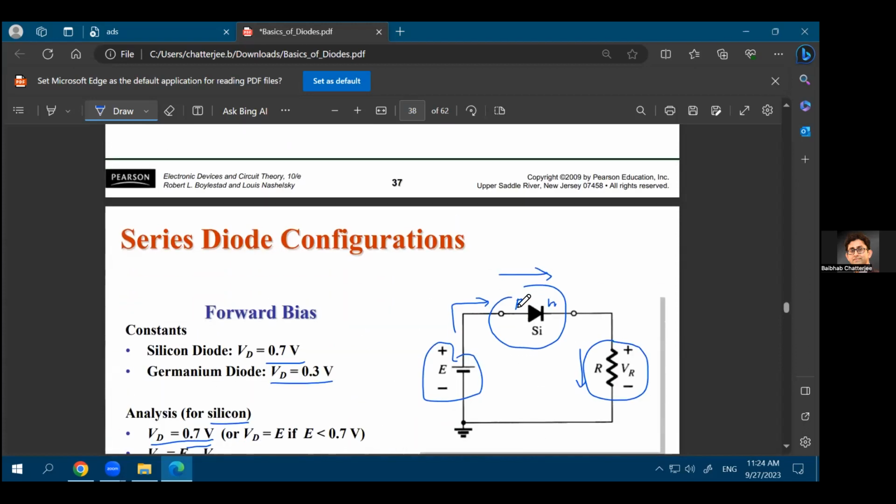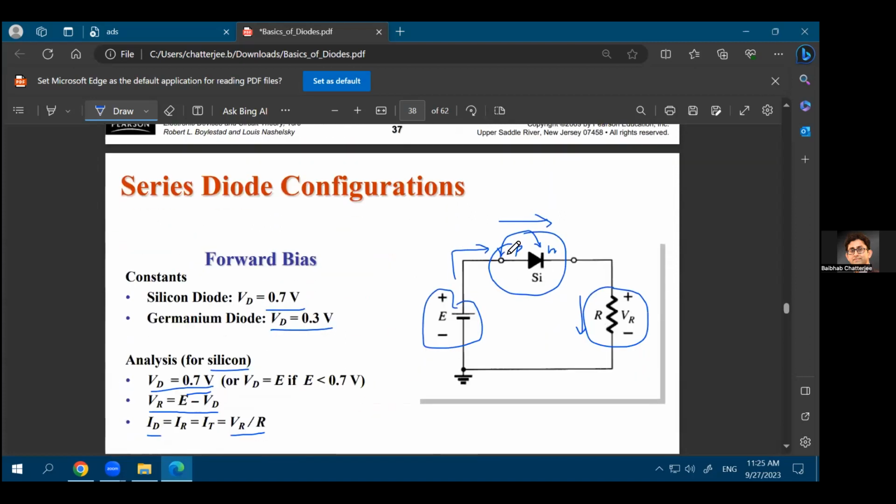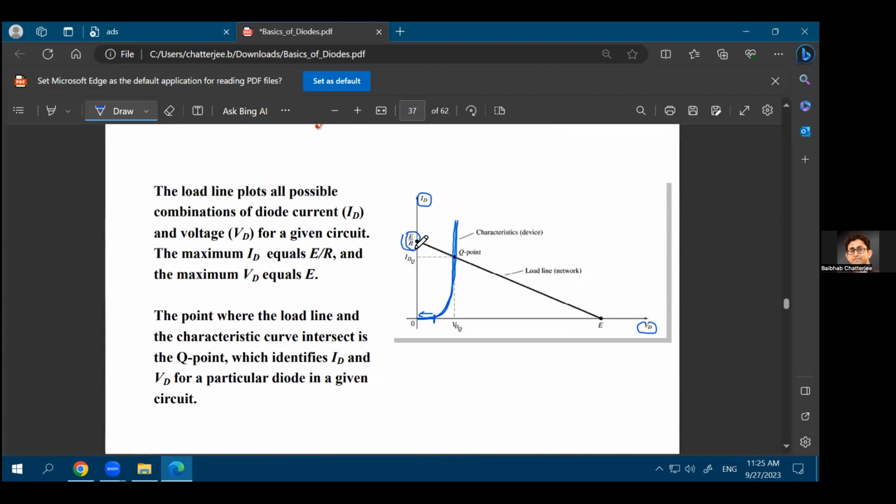Let's say you have zero voltage across the diode, that from here to here, the voltage drop is zero. Let's just assume that, even though that's not a practical condition. Then what is the total current flowing through it? The current will be E divided by R, because there is zero drop across the diode. So the entire voltage drop of E will happen across the resistance, and E divided by R will be the current. So that is this point.